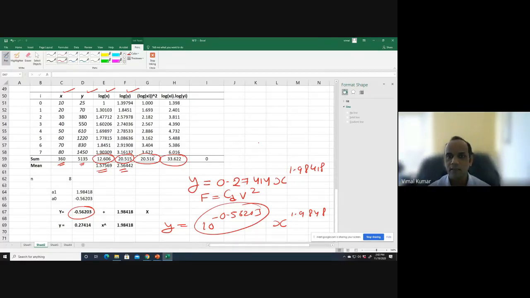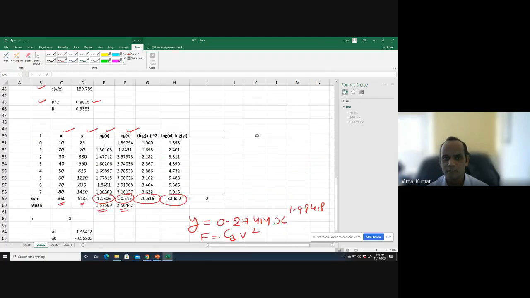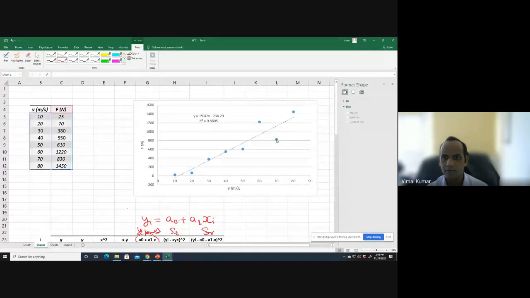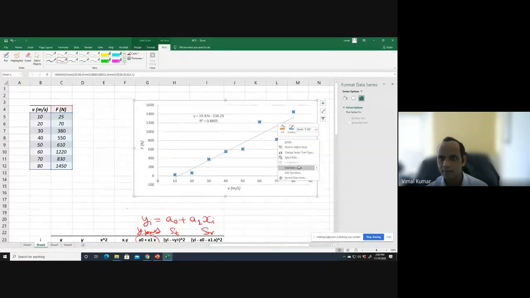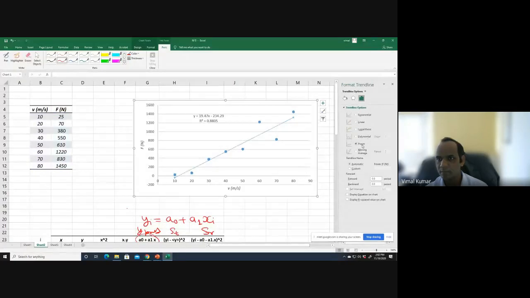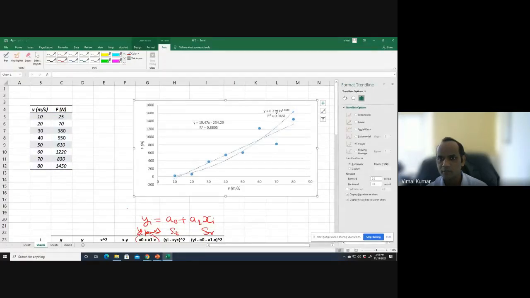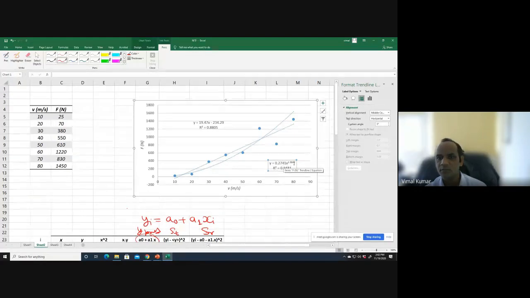Okay, so if I go back to this chart and do this power law fitting as a trend line, then power law fitting, just putting this equation, you can see it. Y is equal to 0.2741 x to power 1.9842, with r square value 0.9481. It has been improved. R square value has been improved. So that means power law fitting is better than the straight line fitting for this particular case.